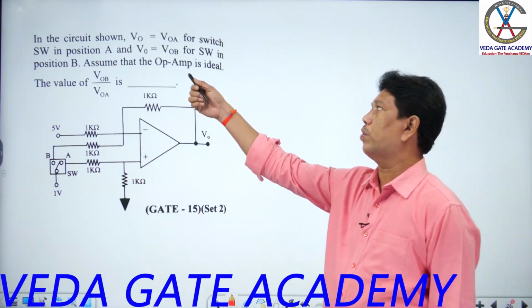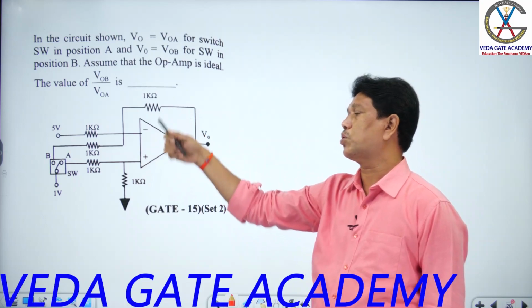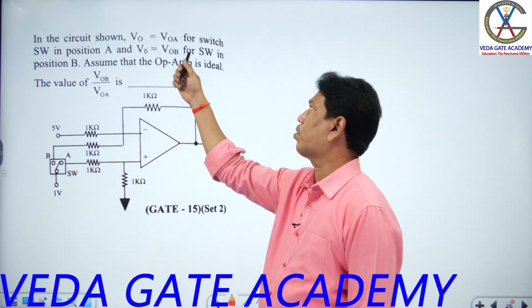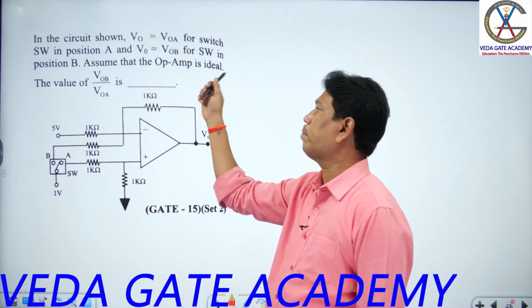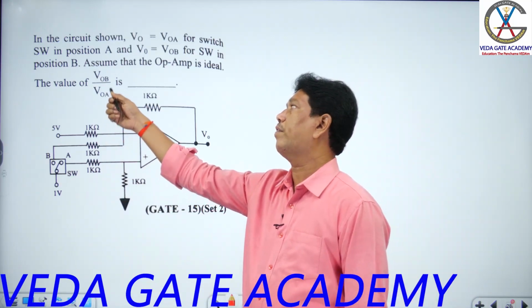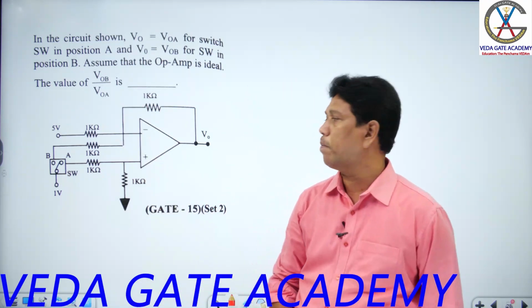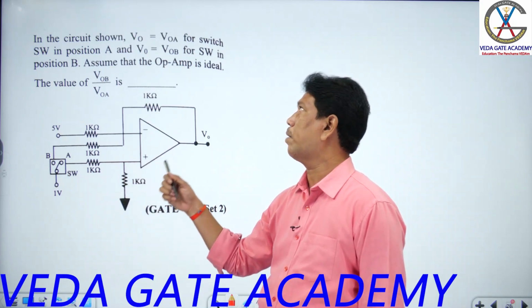In the circuit shown, V naught equal to V naught A for switch SW in position A, and V naught equal to V naught B for SW in position B. Assume that the op amp is ideal. The value of V naught B by V naught A is, how much, sir?